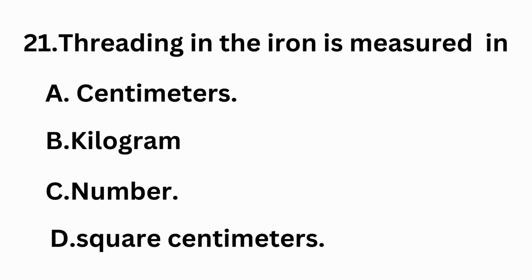Question number 21. Threading in the iron is measured in A. centimeters, B. kilogram, C. number, and D. square centimeter. Threading in the iron is measured in centimeter. Threading is a manufacturing and metal processing method used to create the helical detailed edge of a screw to enable it to be fastened to another piece of wood or metal or material.